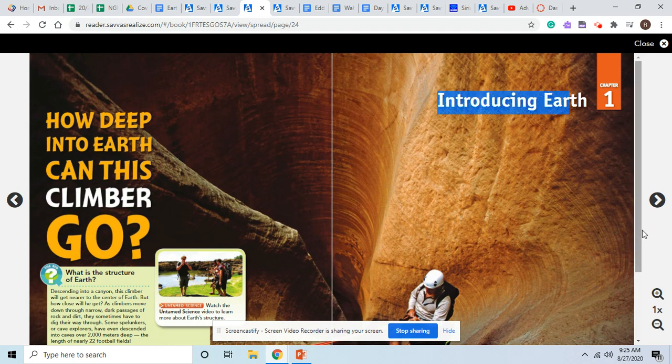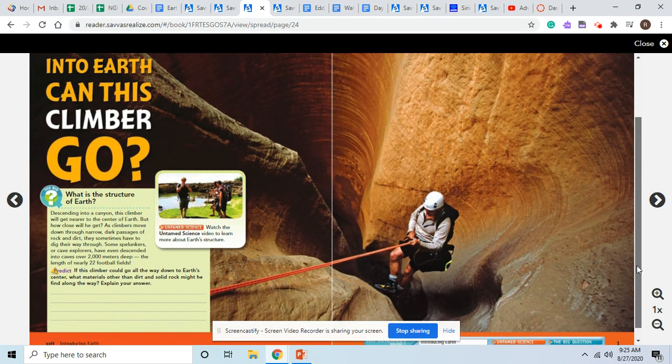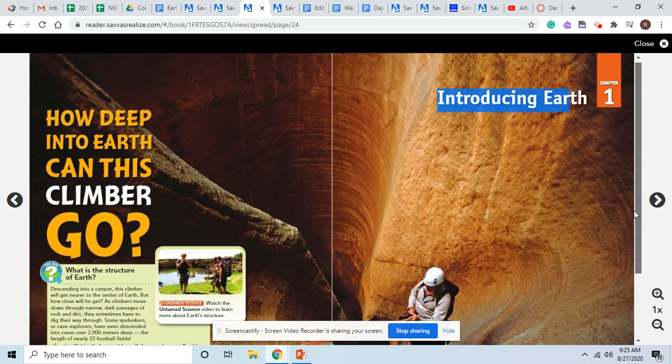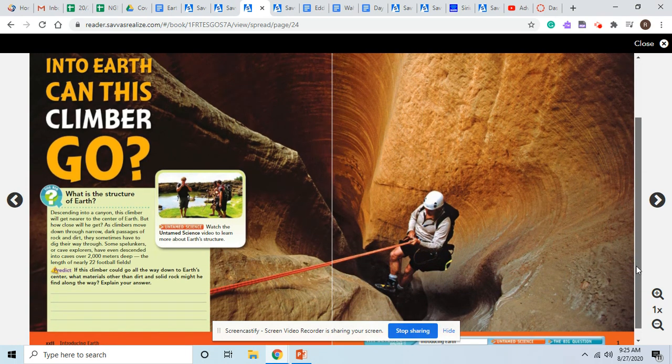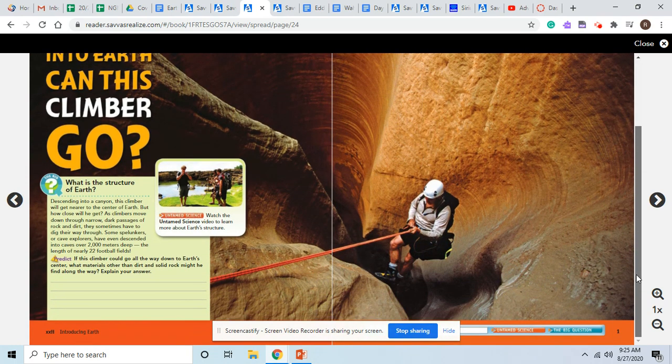So you're going to read the paragraph by yourself. You see that person going down this nice canyon. And what you're going to do is think about if this person could go all the way down to the center of the Earth, what would be one or two things that you think they might be able to find? You don't have to put this in your notebook, but just kind of think about it. This will be something that for the people in class we will discuss. We're just trying to have a little warm up.